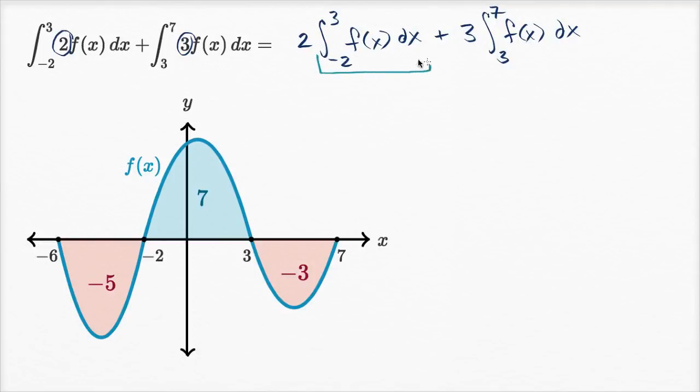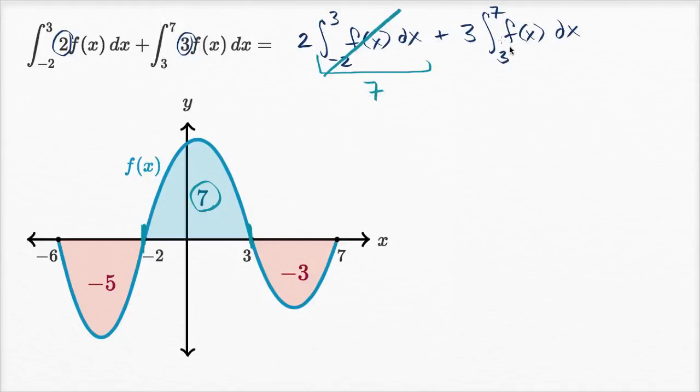So what is the definite integral from -2 to 3 of f of x dx going to be? Well, we can view that as the area between y equals f of x and the x-axis between x equals -2 and x equals 3. They give us that area. It is 7. So this thing over here is 7.